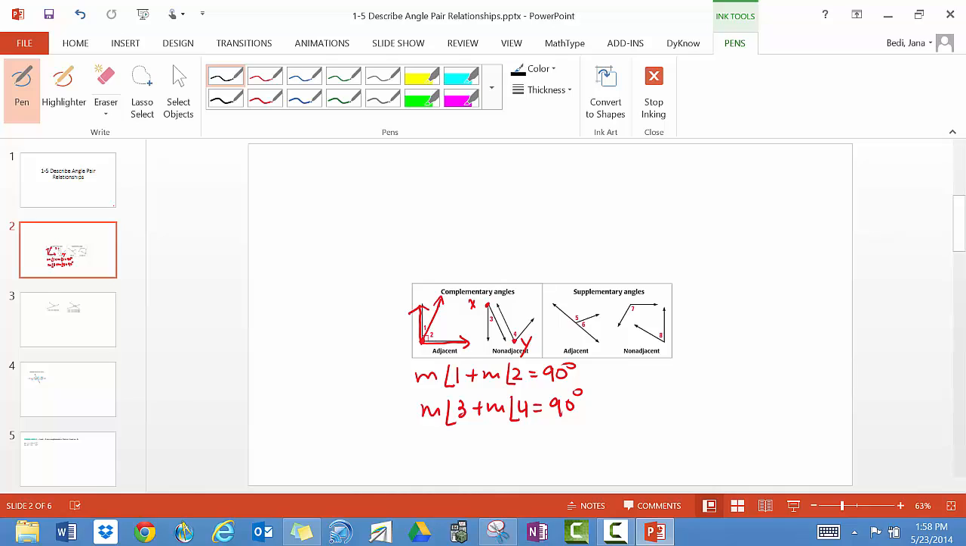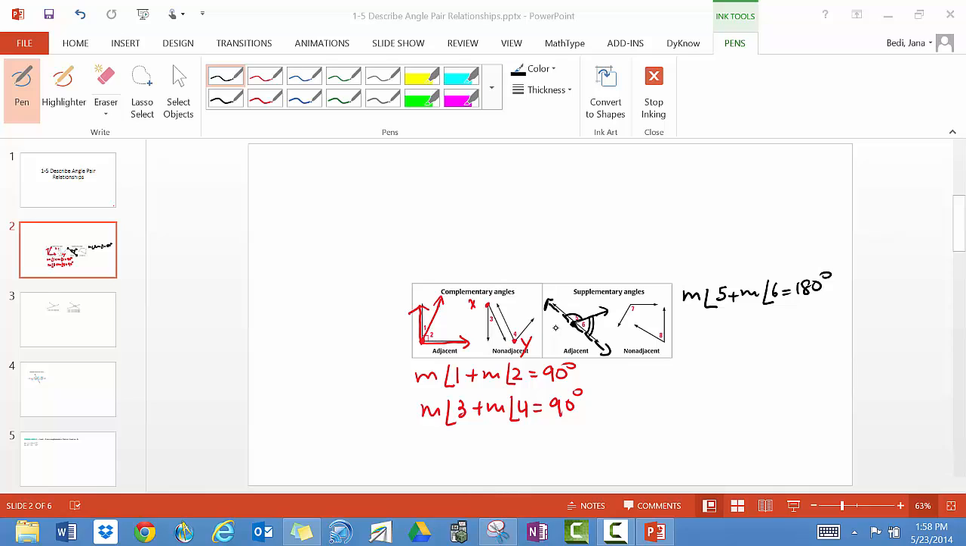Supplementary angles. By definition, two angles are supplementary if their measures add up to 180 degrees. So measure of angle 5 plus measure of angle 6 equals 180 degrees. If you look at these two angles, they are adjacent to each other. They have a common vertex and they have a common ray in the interior. Their non-common sides are opposite rays. Opposite rays form a line.